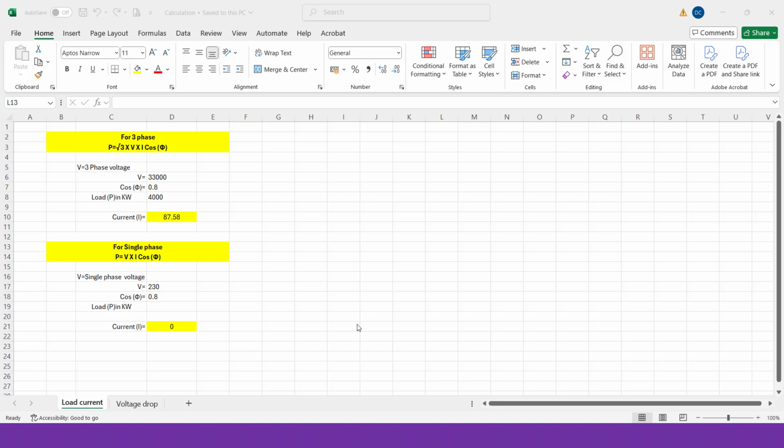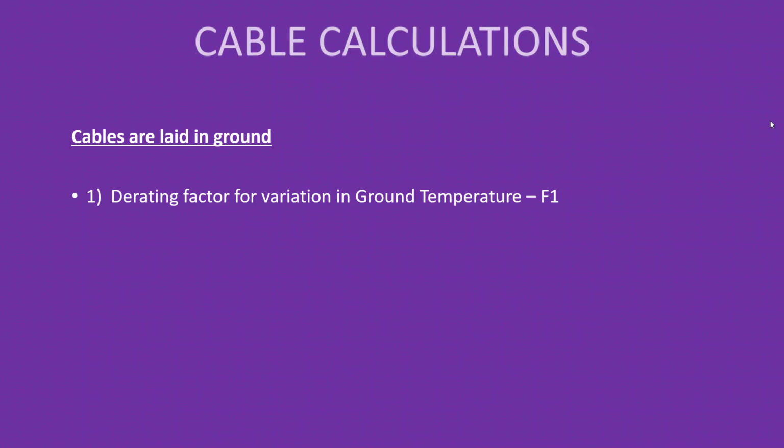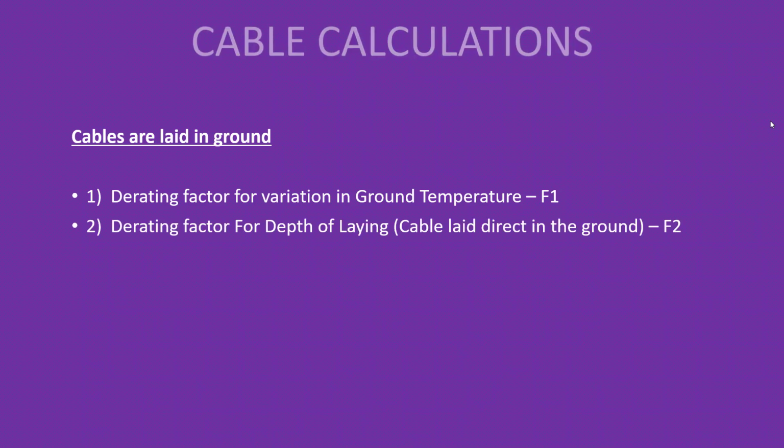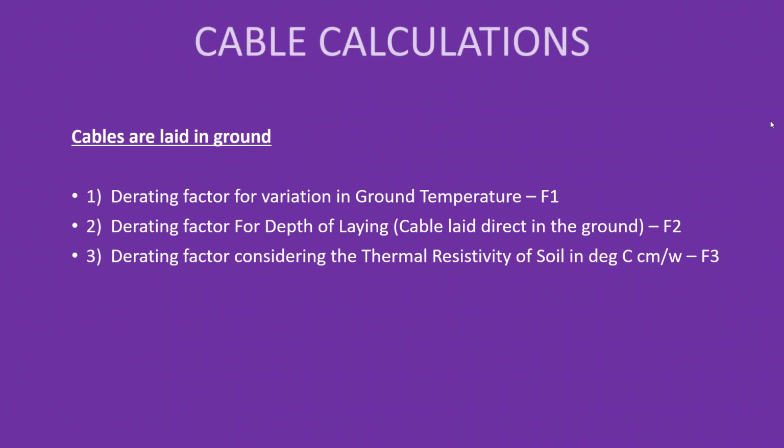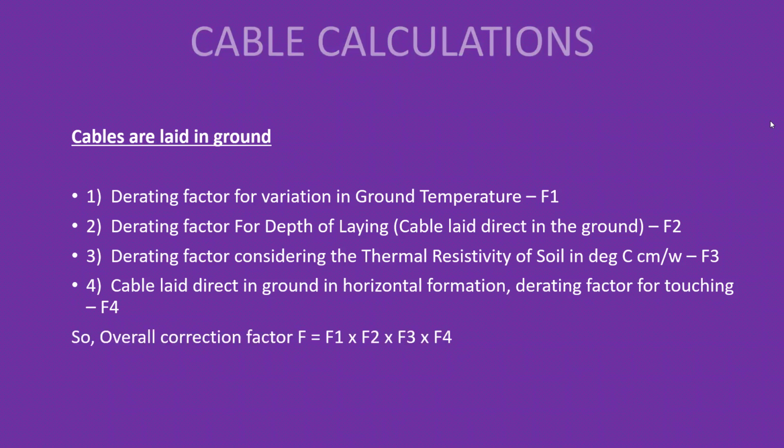You will get the load current. The next thing is correction factor. Where will we get the correction factor? We will get the correction factor from the cable catalog. In almost all cases, high voltage cables are laid underground or buried. For overhead, transmission lines are used. So we have to find the derating factor in the underground situation. There are 4 derating factors for cables laid underground. First one is derating factor for variation in ground temperature F1, derating factor for depth of laying F2, derating factor considering the thermal resistivity of soil F3, and if the cable is laid directly in the ground, derating factor for touching F4. Overall derating factor equal to F1 into F2 into F3 into F4.